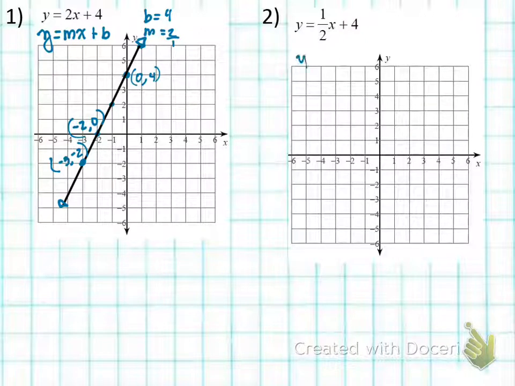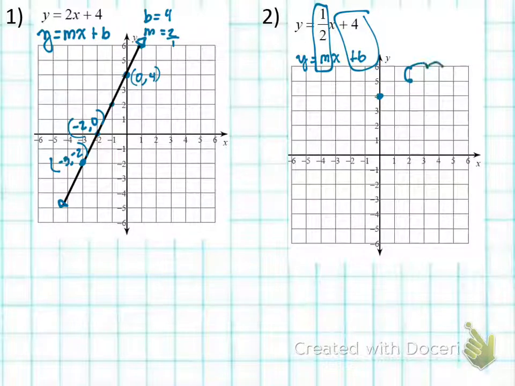y is equal to mx plus b. Okay, it's in that form, so I know that my m is going to be 1/2. b is 4 again. So I go on my y-axis, I'm finding 4, going up 1, 2, 3, 4 from the center or the origin. Okay, and we said that the slope is 1/2, so I rise 1, run 2. So I'm going to rise 1, run 2. That's going to be a point here.